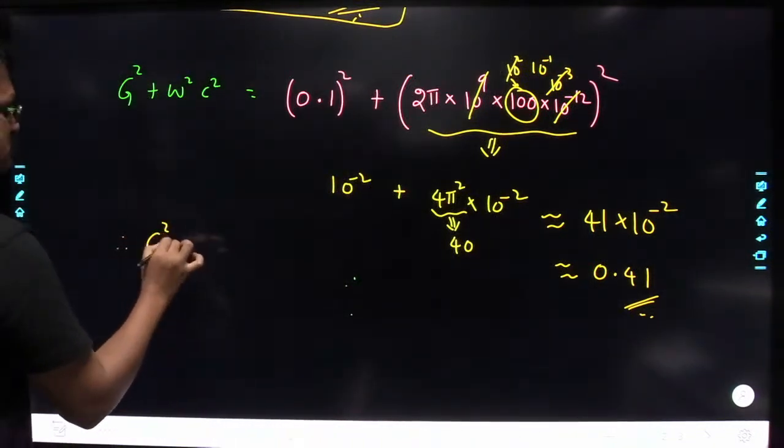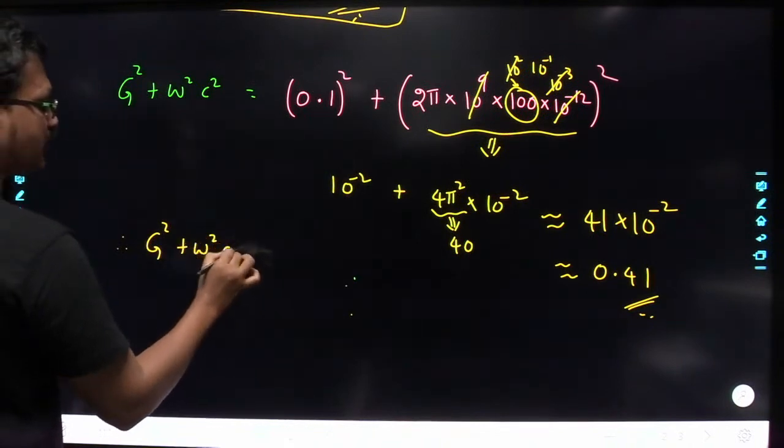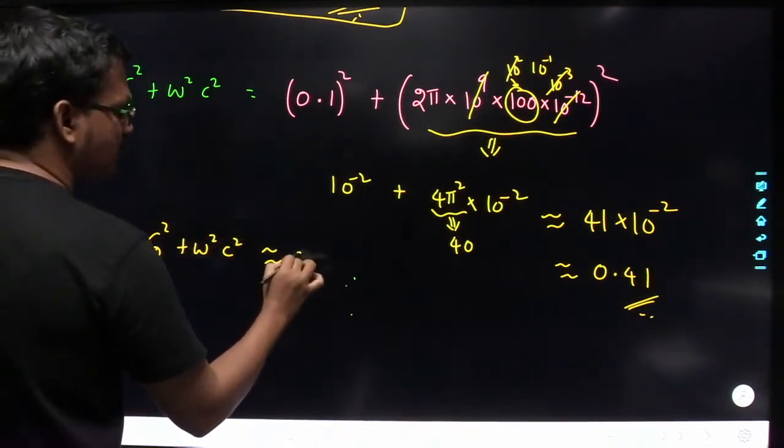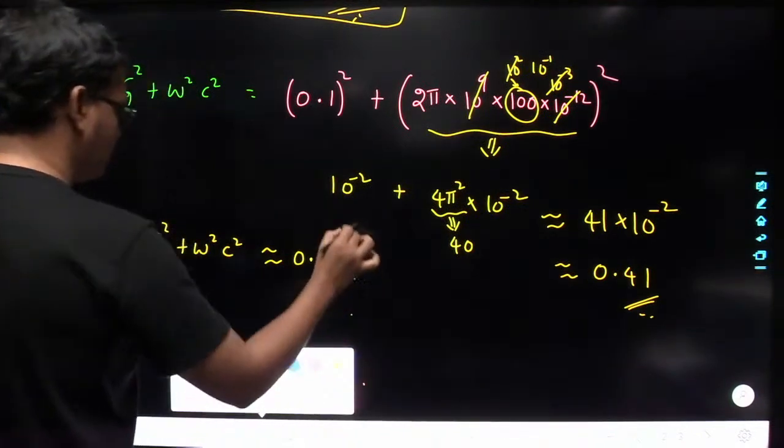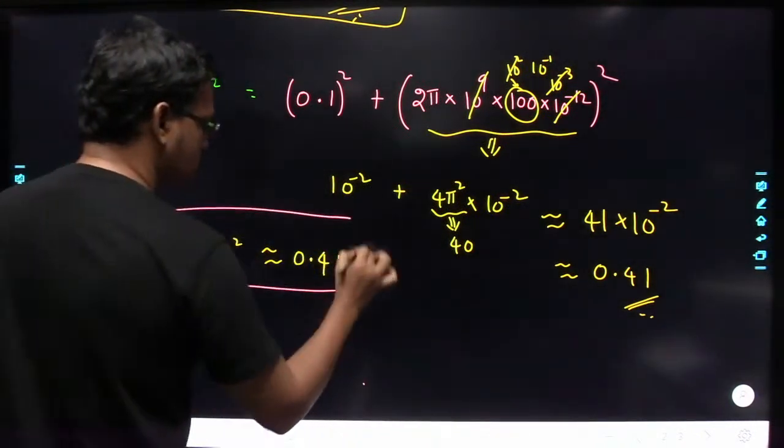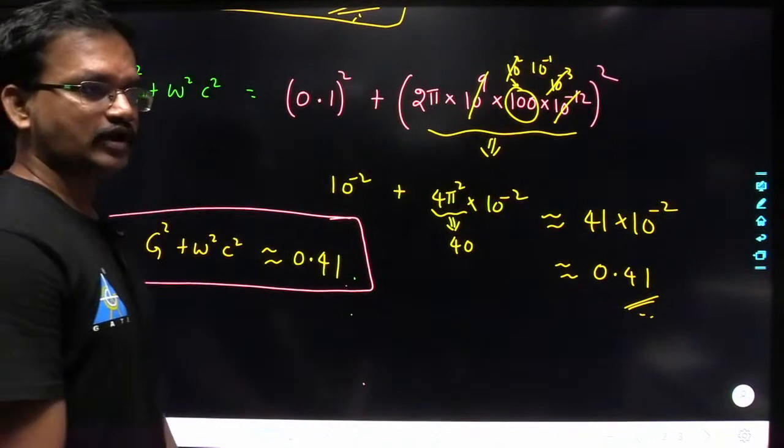z square plus omega square c square is approximately equal to 0.41. So this is the value we got here.